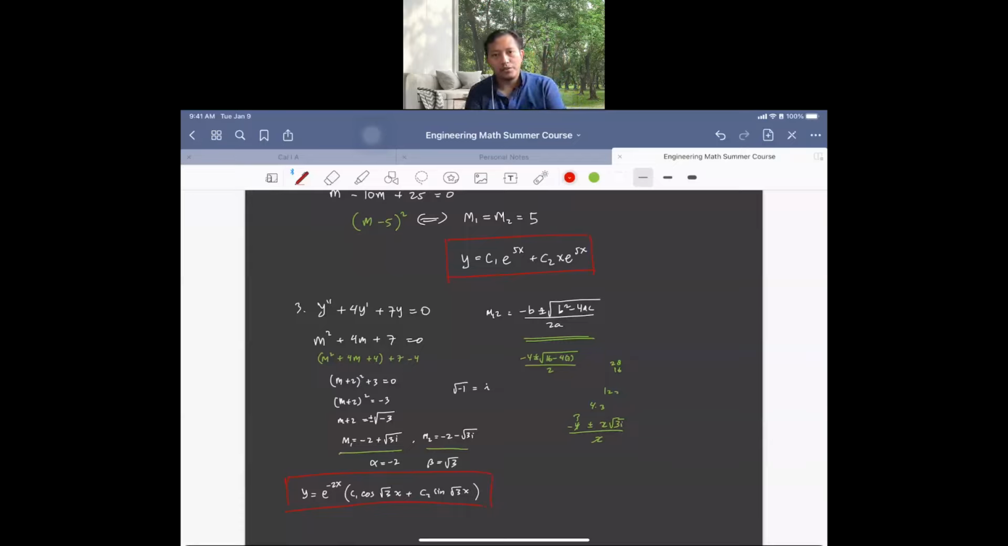So this is for the second order equation. If you have higher order, actually the pattern will be very similar. We'll always show you the pattern, and if you have third order, fourth order, fifth order, we can solve it also.